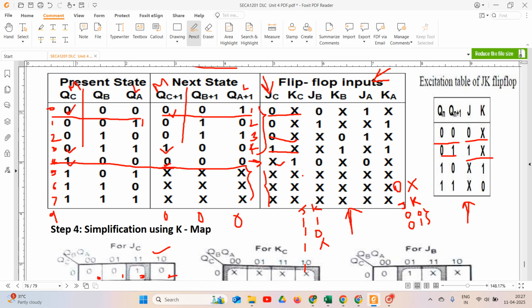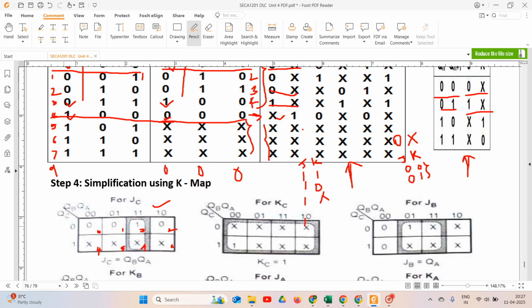You have to take from QC to QA: QC, QB, QA. So this one is your QC, QB and QA: 000, 001 and 110. You know how to plot the K map; I am not going to teach this. Once you plot the K map, you have to put the decimal value of each cell: this is 0 1 3 2. For example, if I take this one, how have I written this 3? 0 1 1 means what? It is 3. 0 1 0 means what? It is 2.